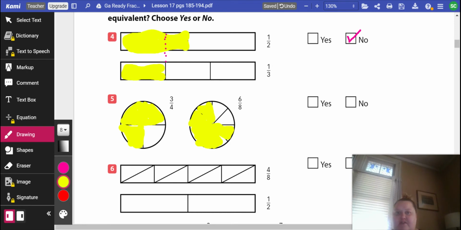So actually, let me undo that part. Undo. Let's color that again. Let's try to color it in the same direction to make it easier for y'all to see. So I can see that this whole top half is shaded. There's 4 of my 8s. Then 5/8, 6/8. So is that the same amount? Yes, it is. So those are equivalent.